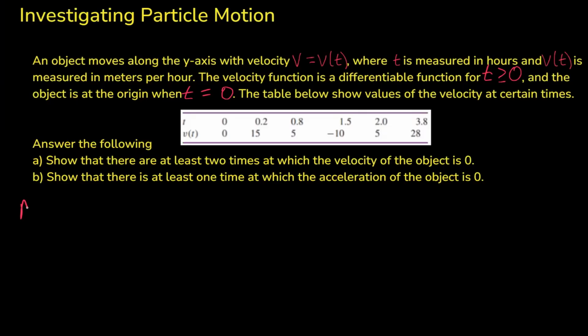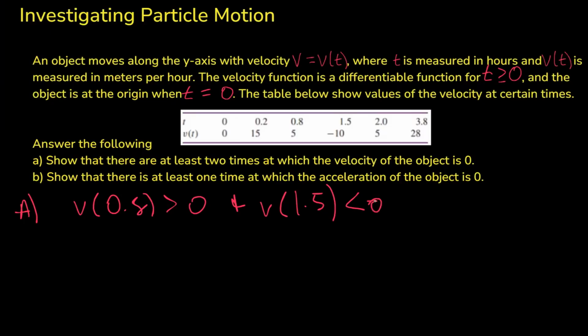Now, for part A, since the velocity function is differentiable for t greater than or equal to 0, the function v must be continuous on the interval 0.2 to 3.8. So if we use the intermediate value theorem, since v of 0.8 is greater than 0 and v of 1.5 is less than 0, there must be at least one time between 0.8 and 1.5 for which v of t is equal to 0.